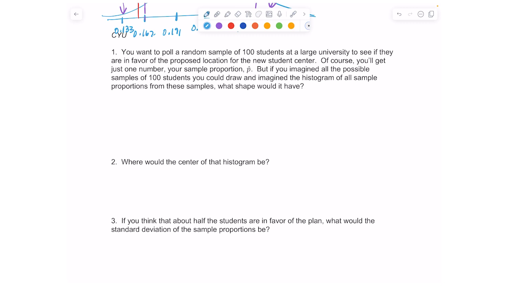So you want to poll a random sample of 100 students at a large university to see if they are in favor of the proposed location for the new student center. Of course, you'll get just one number, your sample proportion, p-hat. But if you imagined all the possible samples of 100 students you could draw, and imagine the histogram of all sample proportions from these samples, what shape would it have? And your answer should be a normal model, approximately.